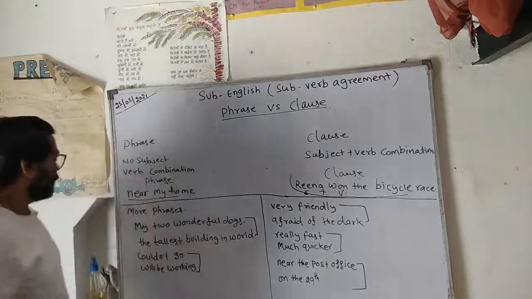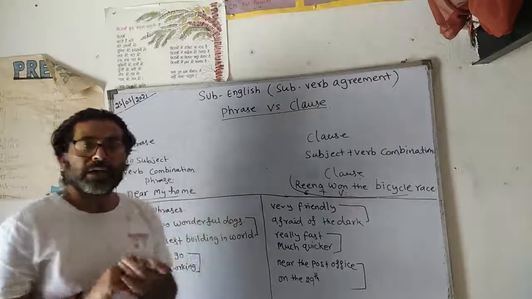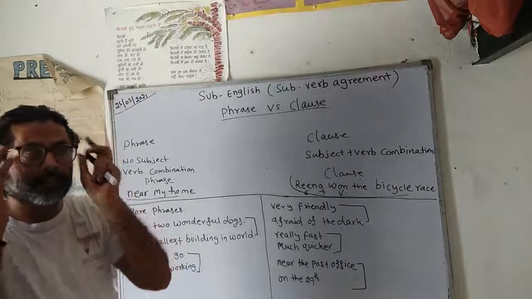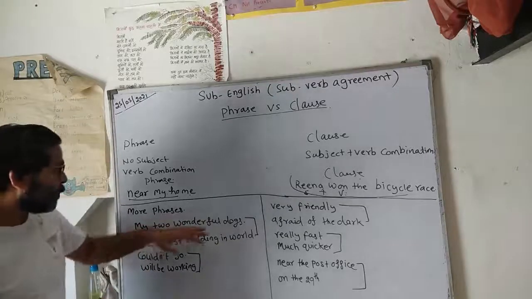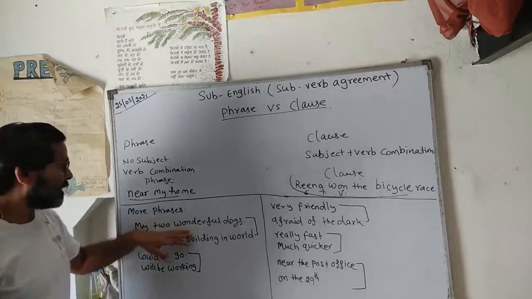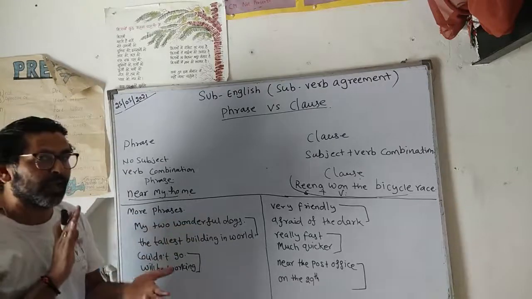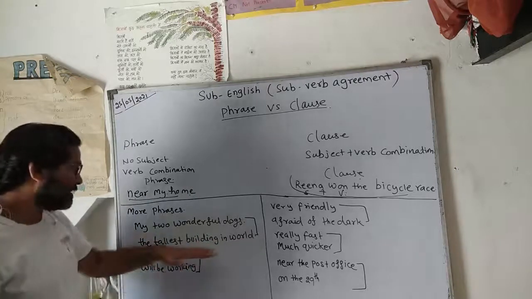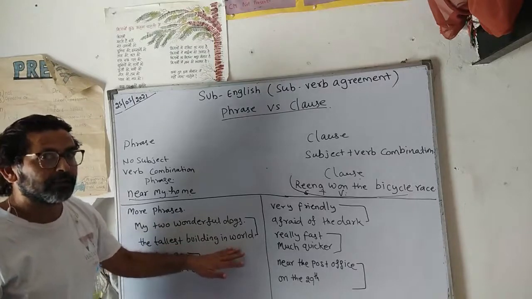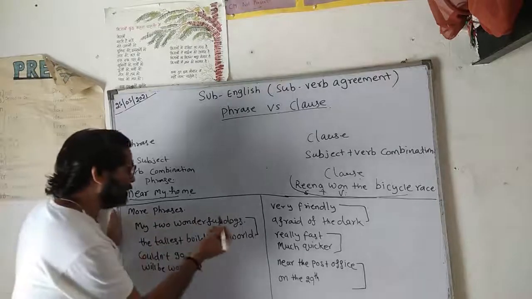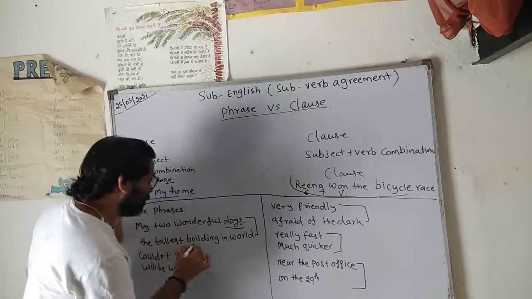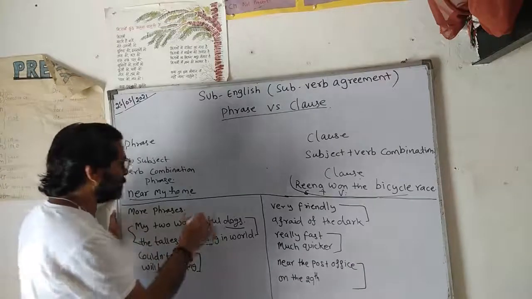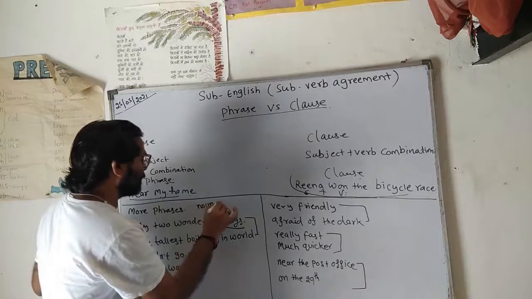Okay, so with more examples we will understand the types of phrases and what kinds of phrases can come in a sentence. The first sentence is "my two wonderful dogs." In this sentence, we do not see a subject and we do not see a verb. "The tallest building in the world": again, we don't see a verb or a subject, but we see nouns. Dogs and building are nouns in these sentences. So we will call both of these noun phrases.